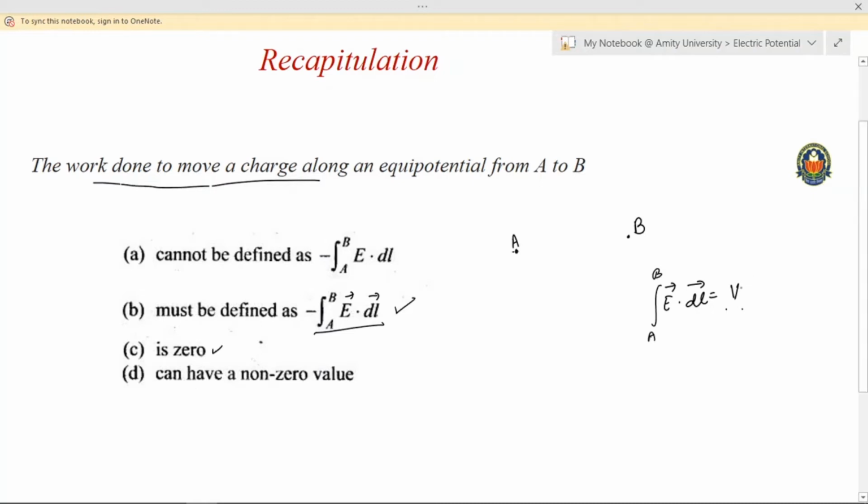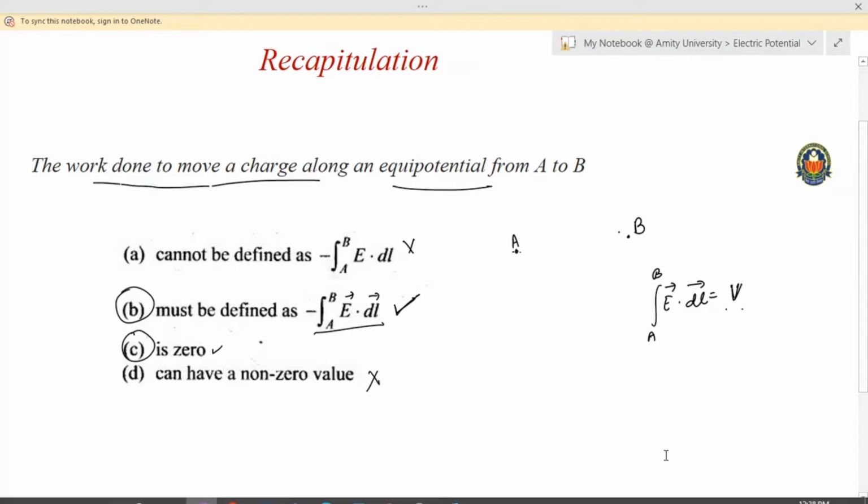Now, the third option says that this work done is 0. So we know that since the potential difference between the 2 points which lie on the equipotential surface is 0, then obviously the work done in moving a charge between those 2 points has to be 0. So that is why here we have option B and option C as the correct options. If it is 0, then it can have a non-zero value, has to be incorrect. So these two are the wrong statements, and B and C are the correct options.